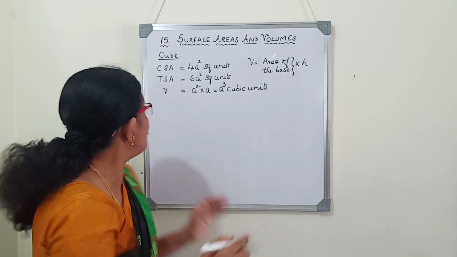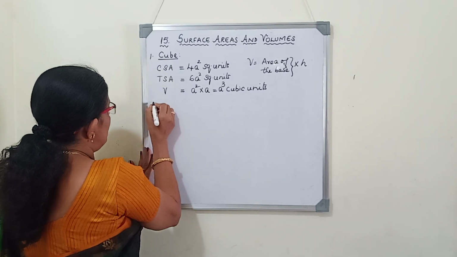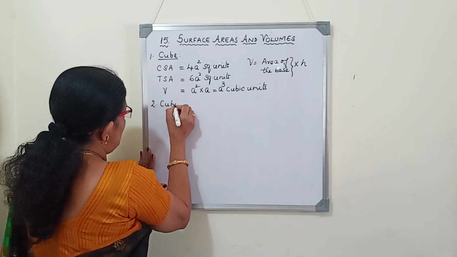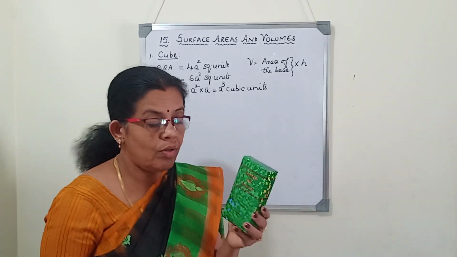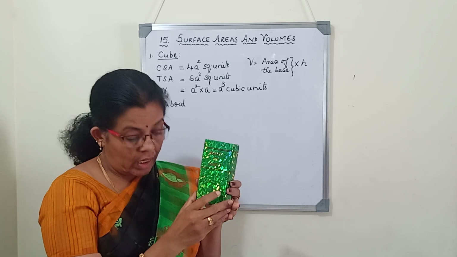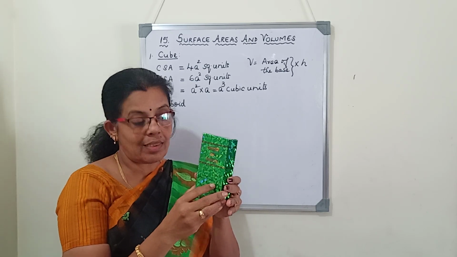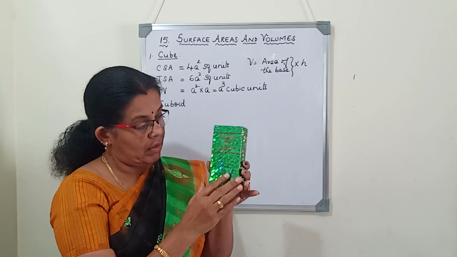Now we will see a cuboid. So here is a cuboid. Even for a cuboid there are 6 surfaces.